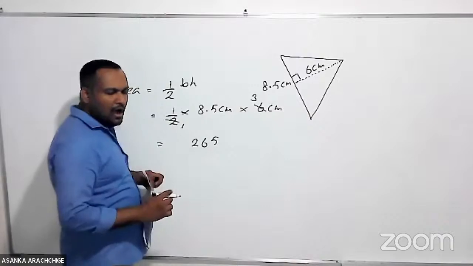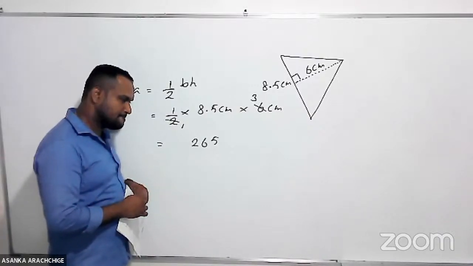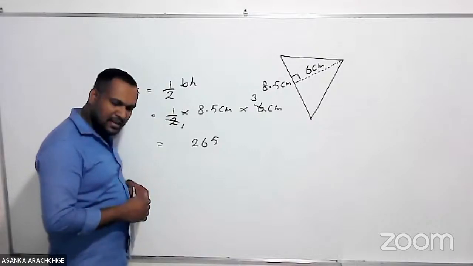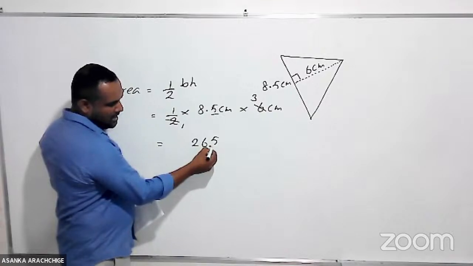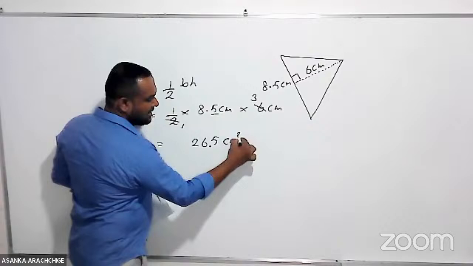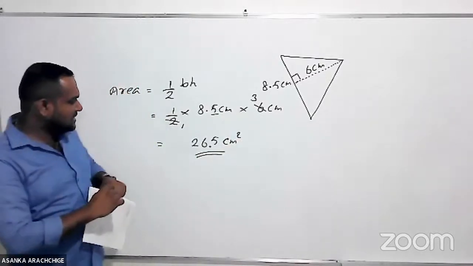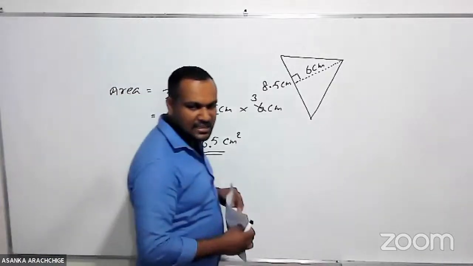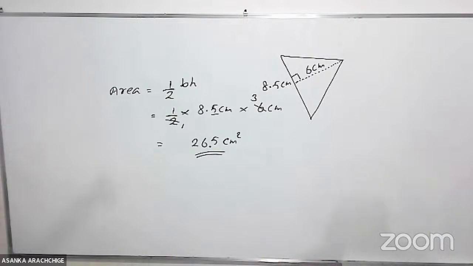Tell me, how many decimal places should you separate? Louder, louder. One decimal. One decimal place. So answer, centimeters into centimeters is square centimeters. Answer: the area is 26.5 square centimeters. Got it?